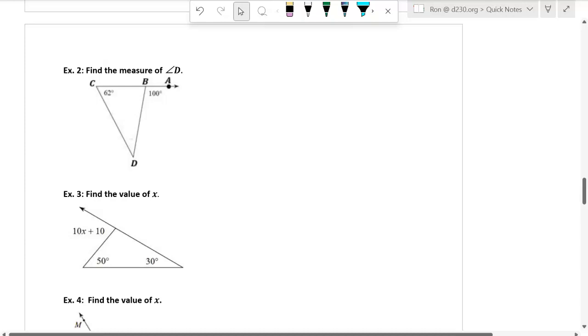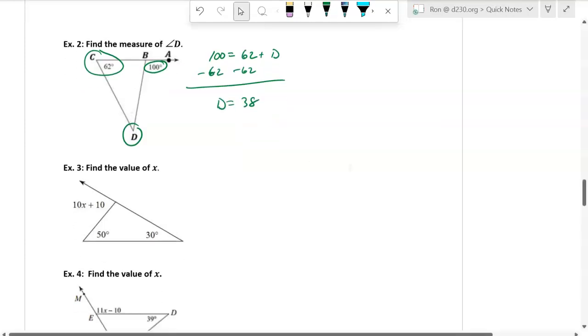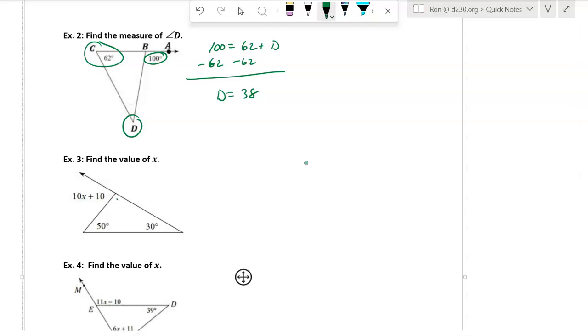So example 2, you can go the long way by finding all the angles, or no, this is my exterior angle. So 100 should equal C plus D. So 62 plus D. What do I do to solve for D? Subtract 62, and I get D is equal to 38 degrees. Now, the reason it's important to know this theorem is because when I look at example 3, I cannot use that exterior angle to find that.